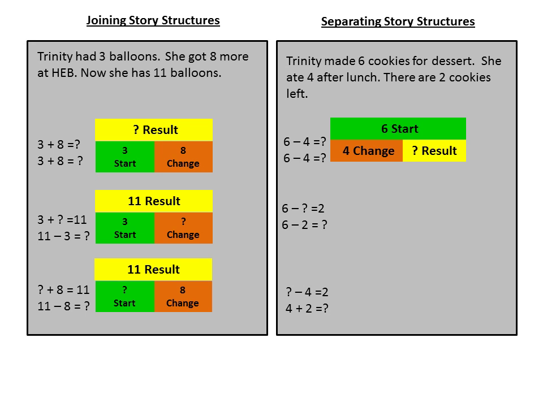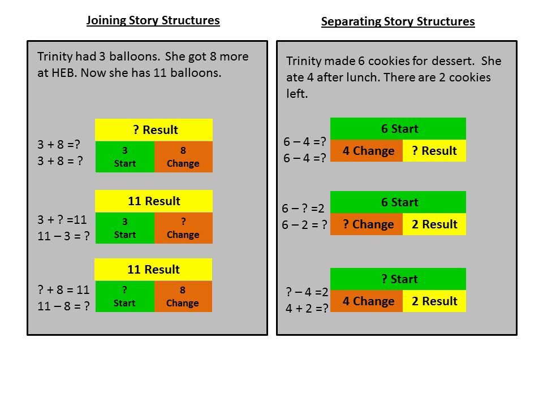On a separating story problem, we always start with the whole. So here I started with the whole, 6 cookies. She ate 4. How many are left? I don't know. Now, what if the change is missing? Should we start with 6 cookies? She ate some. I don't know. 2 are left. How am I going to solve that? Still going to subtract. But what if the start's missing on that separating story problem? She started with some cookies. She ate 4. Now there's 2. How am I going to figure out how many she started with? I would have to add.